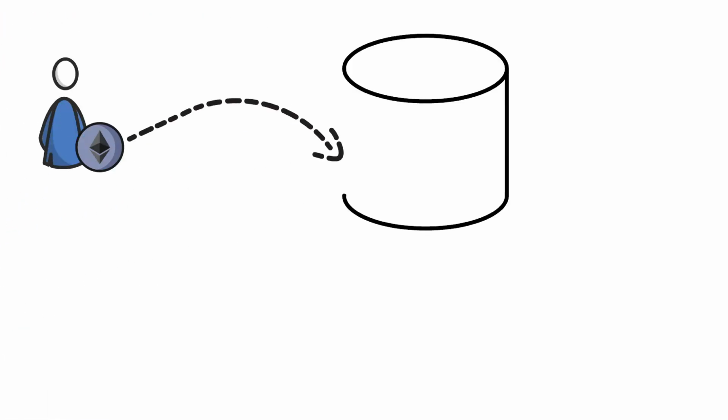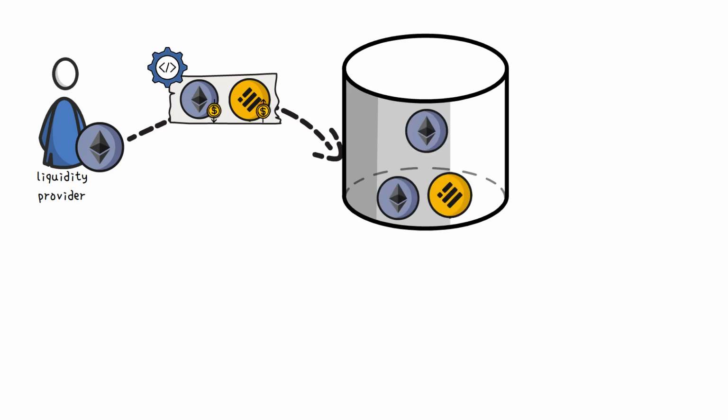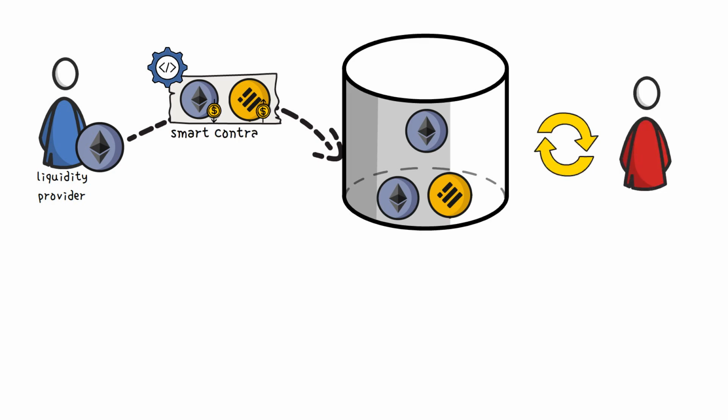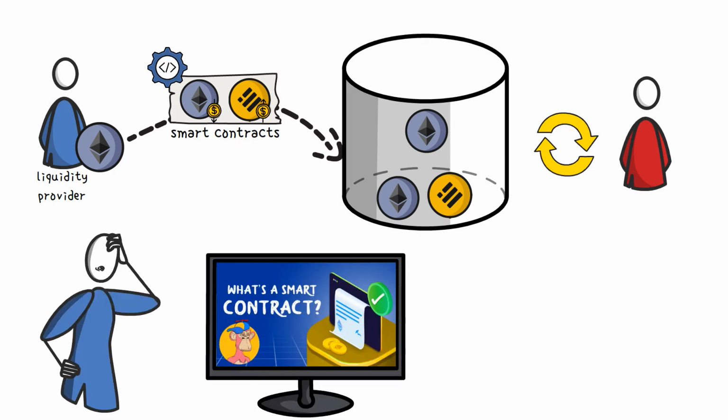Here's how it works. When you add your crypto assets to a liquidity pool, you're essentially becoming a liquidity provider. These pools function through smart contracts that automatically adjust prices based on the ratio of assets in the pool. This, in turn, allows traders to, well, trade cryptocurrencies. By the way, if smart contracts got you raising your eyebrow, don't worry, I've got a video about this topic as well. Be sure to check it out.